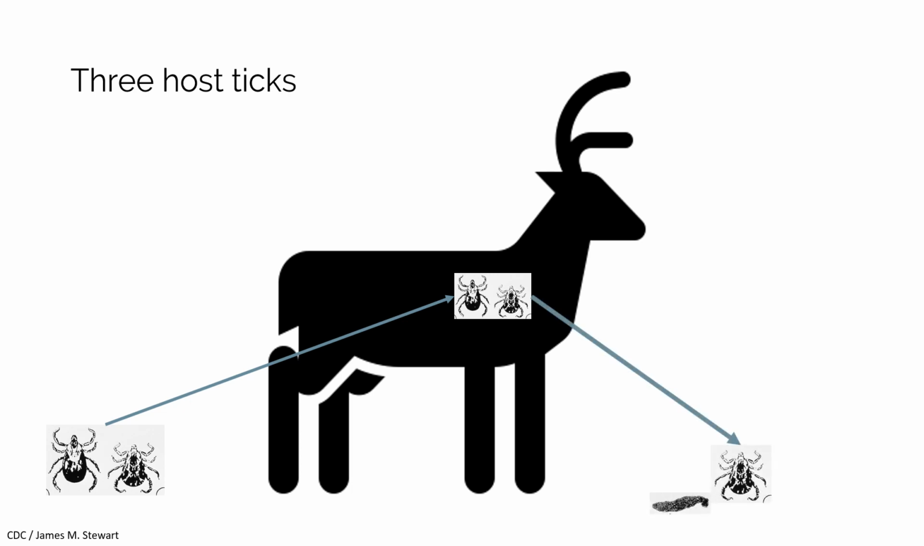The three-host ticks are medically significant because of their ability to spread zoonotic diseases. They acquire these pathogens when they first feed on infected animals and then can transmit these pathogens to humans or domestic animals during the nymphal or the adult feedings.